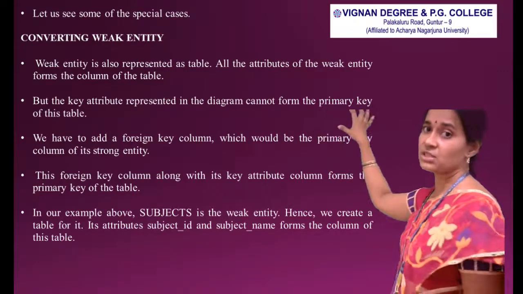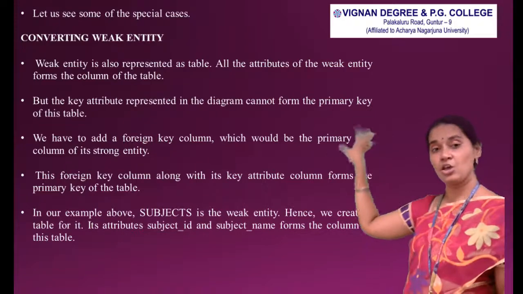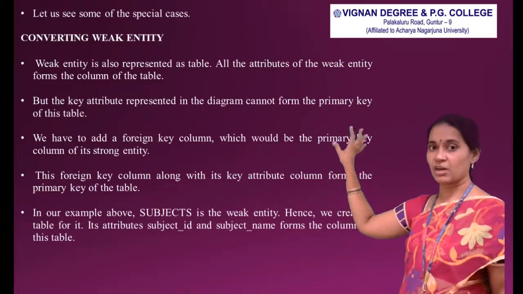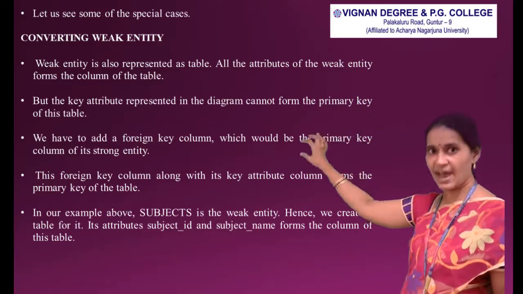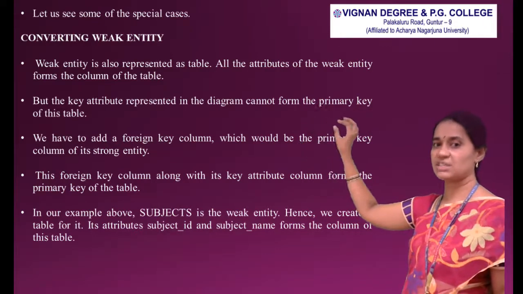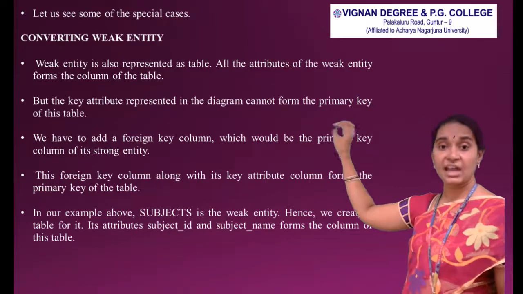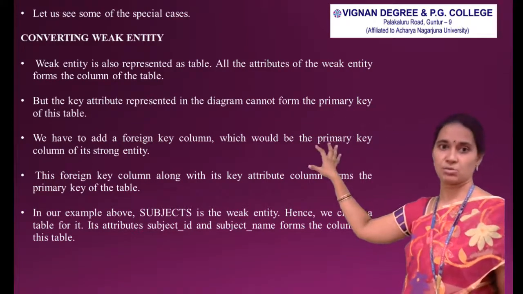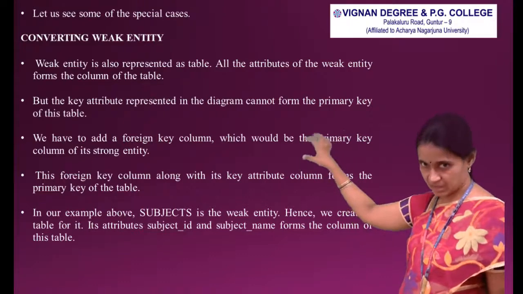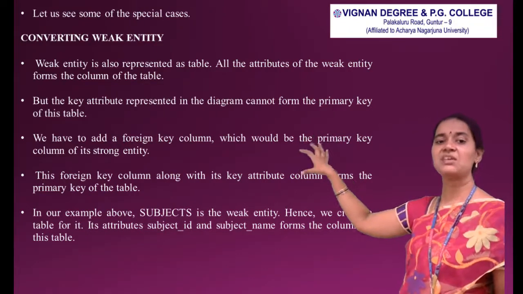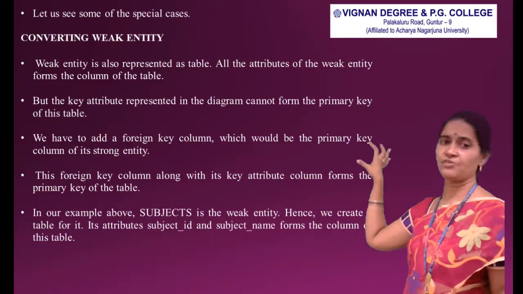All the attributes in the weak entity are considered as the columns of the table. But what is the major thing you have to remember? A weak entity has a key attribute, which is represented in the diagram, but it cannot be the primary key of this table. What is the weak entity here? The subject. In our ER diagram, subject is the weak entity. So we create a table for that.